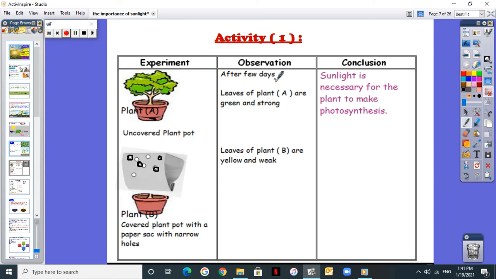After a few days, we observe that the leaves of plant A, the uncovered plant, are green and strong, because this plant can absorb sunlight, but the covered plant can't. So we observe that the leaves of plant B are yellow and weak. Why? Because plant B can't absorb sunlight. So we conclude from this activity that sunlight is necessary for plants to make the photosynthesis process.